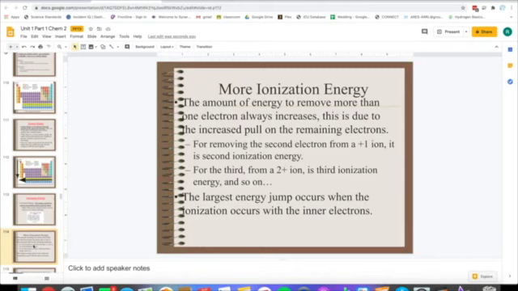Okay, the amount of energy to remove more than one electron always increases because of the increased pull on the remaining electrons. The largest energy jump occurs when ionization occurs with the inner electrons.